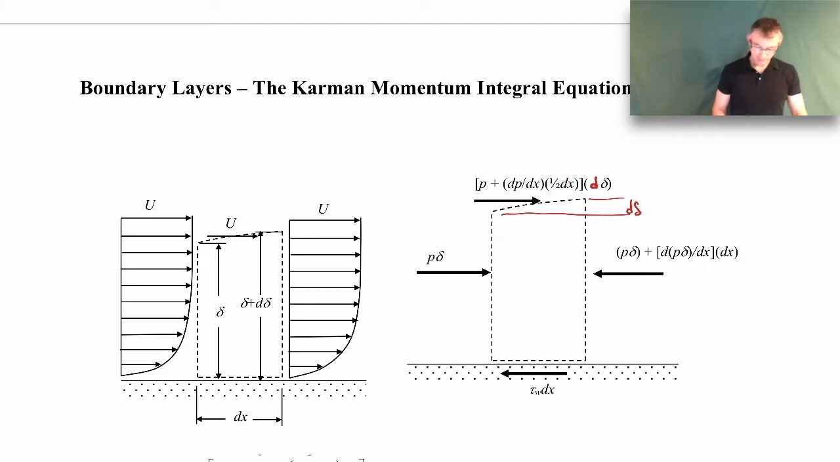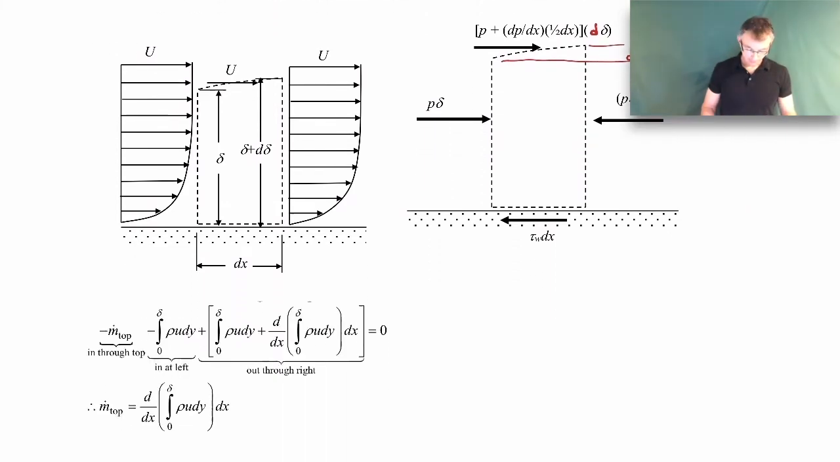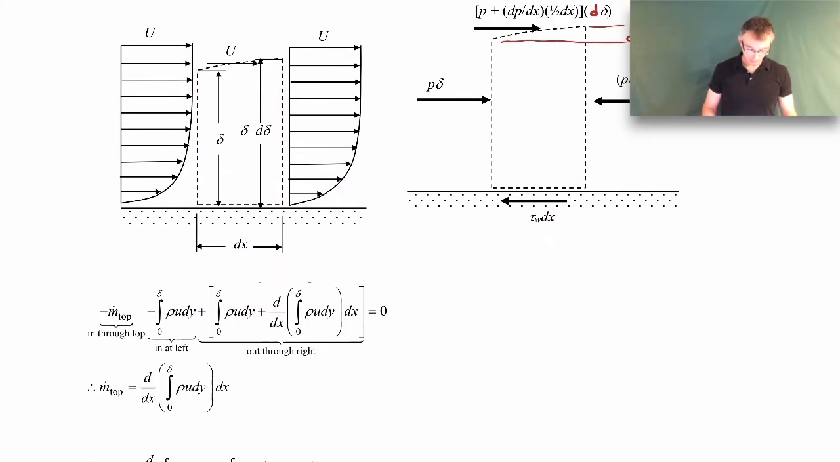So this is where, on the left-hand side, we're just showing what's happening with the flow, and on the right-hand side is the free body diagram. And then what we're going to do is apply the linear momentum equation to that, as well as conservation of mass. So I guess we're going to start first with conservation of mass.